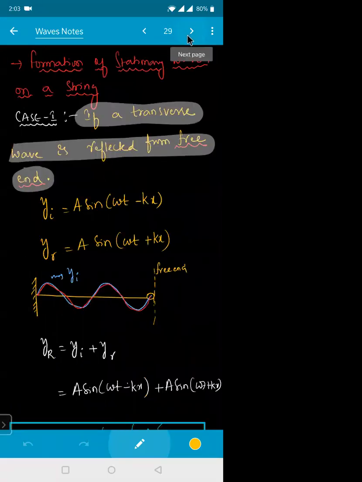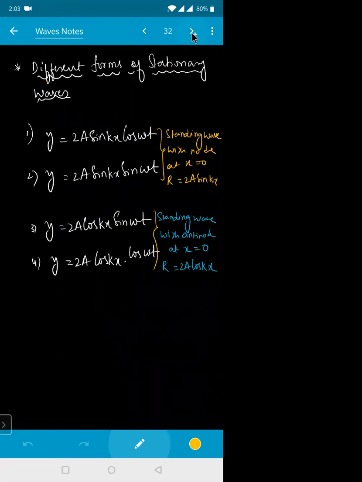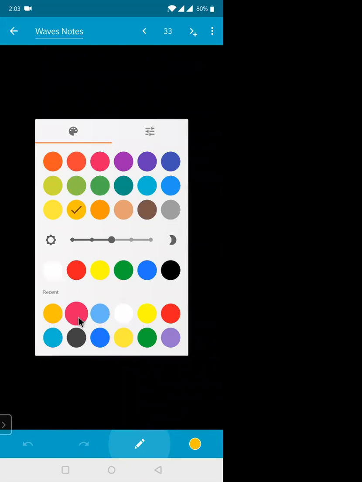So we have studied the applications of that one, and we have got the basic formula for maxima, minima, and different forms of the stationary waves. So let us try to go for the next part.